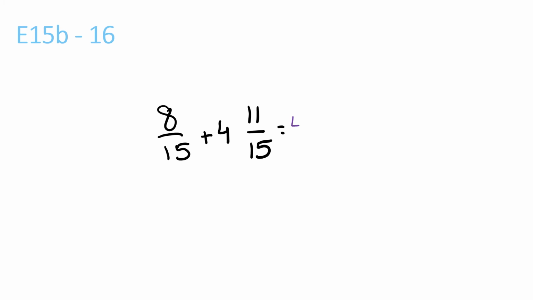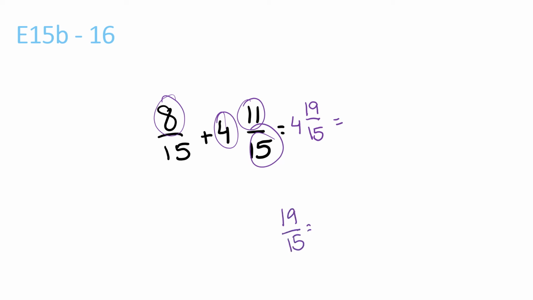For this one, it would be 4 and 19 over 15, because the 4 is over here. 8 plus 11 is 19. Then you bring this 15 over, so if you have 19 over 15, that would equal 1 and 4 over 15. So we have 1 and 4 over 15, and then you've got to get the 4 from here. 4 plus 1 is 5, so it's 5 and 4 over 15.